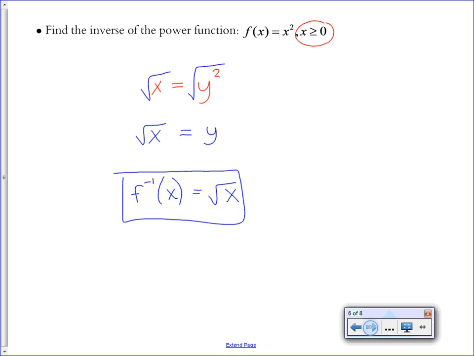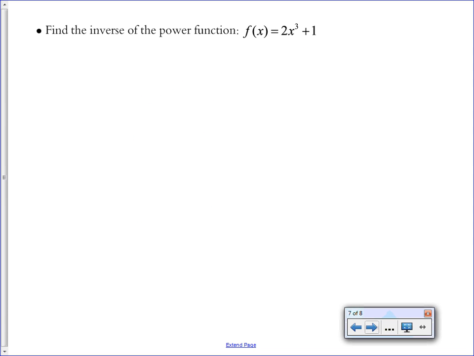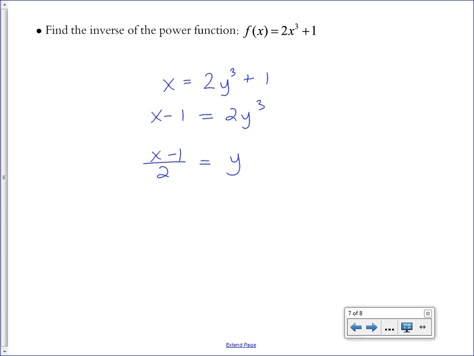And then another power function, this time it's x to the third power. So we don't have to worry about defining positive or negative because it's an odd root and an odd exponent. So we are going to start by switching x and y. Isolate the y so that it's in function notation. X minus 1 divided by 2 equals y to the third.